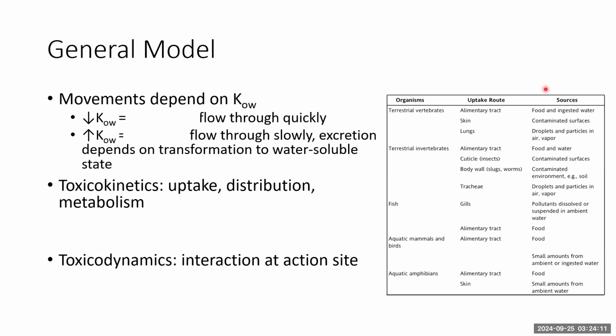All right, so our movement through this model is going to come back to that KOW concept. Generally speaking, when we have a low KOW, that suggests things are lipophobic, i.e. hydrophilic, and they will flow through quickly. The higher the KOW, the more lipophilic, i.e. hydrophobic, the more slowly it's going to move through those 5 things. And oftentimes with lipophilic substances, excretion depends on some metabolic transformation, converting it to a water-soluble state.